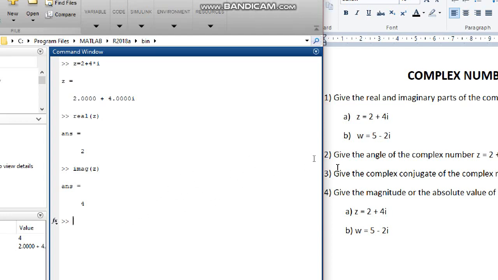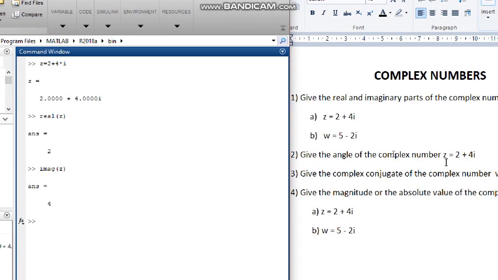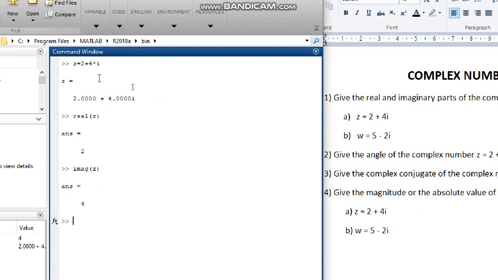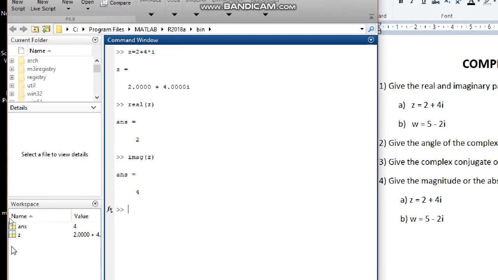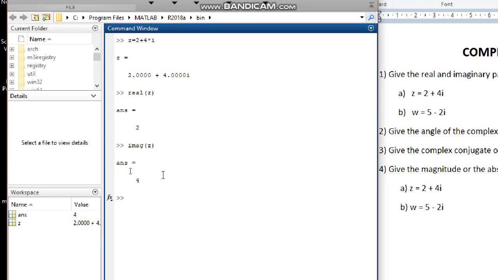We have been asked to find the angle of the complex number z, which is 2 plus 4i. So basically it is our same z here. I notice that z has been stored in the workspace as 2 plus 4i. So I'm going to leave it the way it is, and continue the calculations with it.